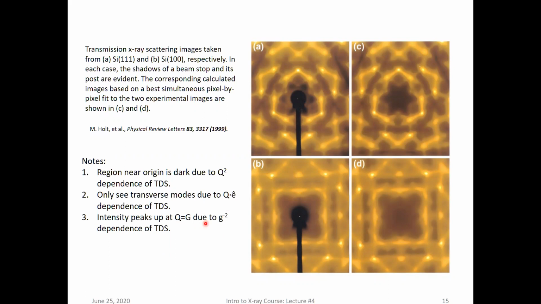And then near every Bragg peak, we see the enhancement due to the 1 over G squared dependence of the thermal diffuse scattering. As G, the wave number of the phonon, gets small, the amplitude goes like 1 over G squared. That's what you're seeing here, and here, and here at all the Bragg peaks. It's a really wonderful example. He's got the model on one side and the data on the other, and you can see it's really excellent agreement.